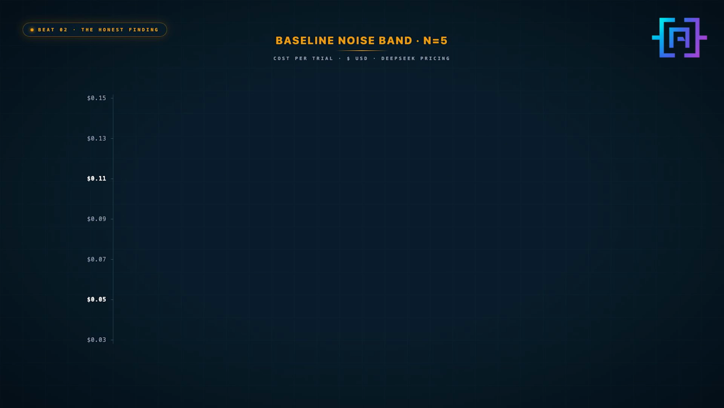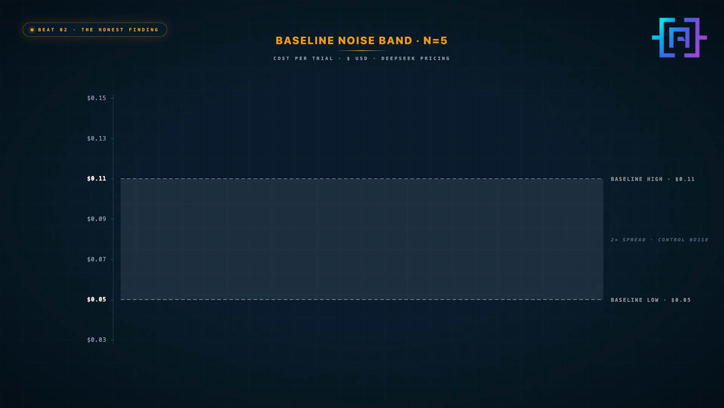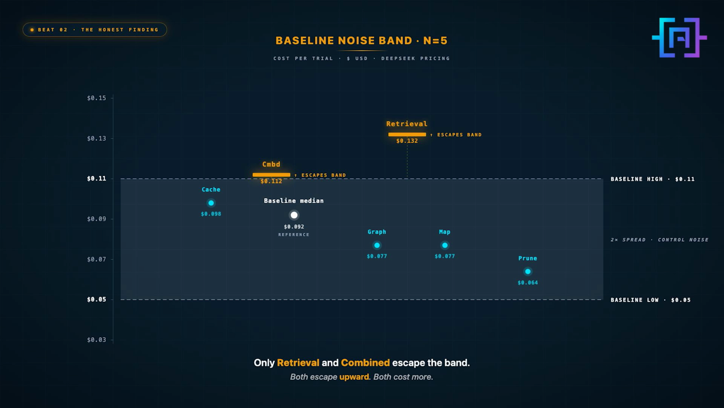And the limits, stated plainly. 5 trials per arm, 1 task, 1 repository, 1 model. Baseline cost alone swung from about 5 cents to about 11 cents across its own 5 runs, a 2-times spread. Here's the uncomfortable part. At this sample size, not one of the cheaper arms moves its median outside the spread. Cache, map, graph, and prune all land inside the control group's own noise band. The only 2 arms that clearly escape it, retrieval and combined, escape it upward at higher cost, so treat the cuts as directional and treat the losses as the answer.